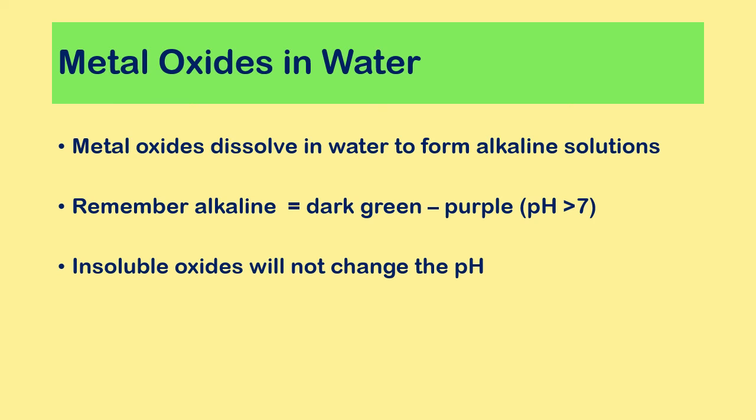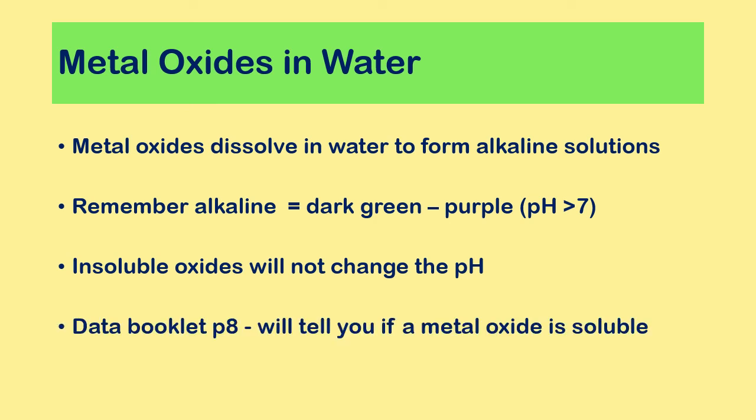However, if you add an insoluble metal oxide, nothing will happen. Your universal indicator will stay light green, representing pH 7. And that's because only chemicals that dissolve can change pH. So an insoluble metal oxide, something like iron oxide, will not change the pH.